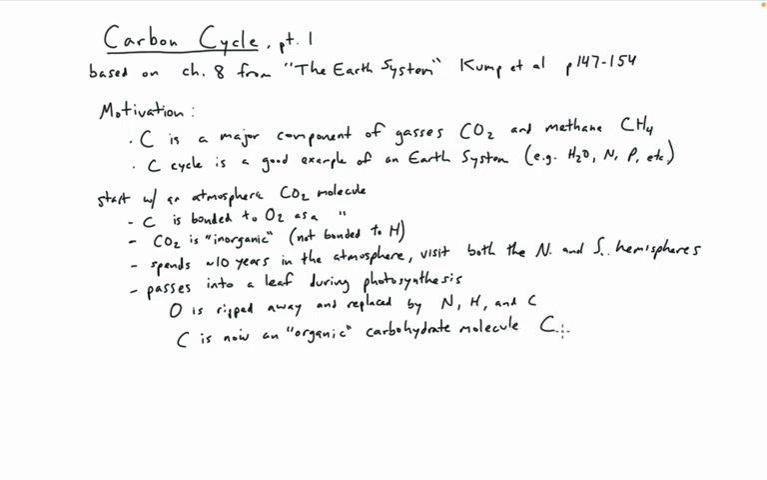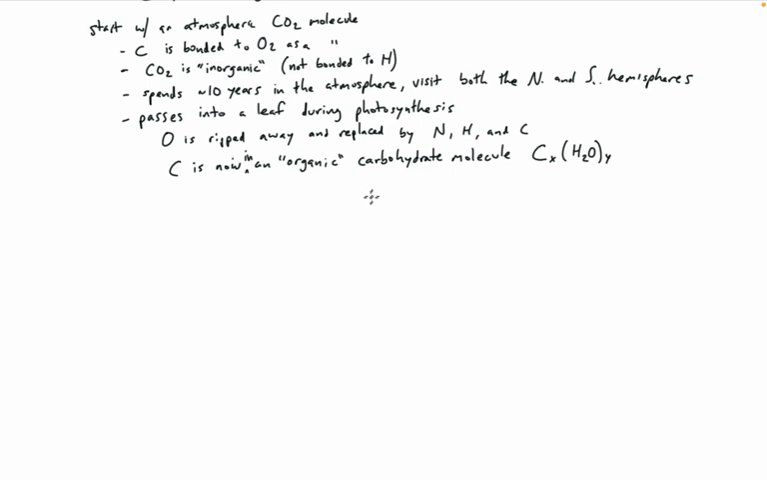And carbohydrates have the form of some amount of carbon connected to some water, and sometimes there are other elements involved, nitrogen and so forth, but we're going to keep it pretty simple in this class. So I should say carbon is now in an organic carbohydrate molecule. Okay, so it's part of the leaf, right?